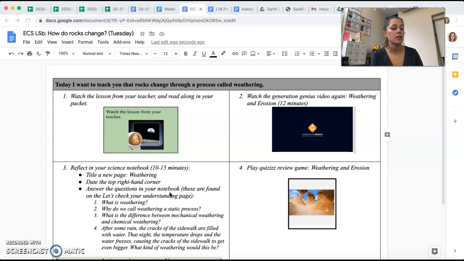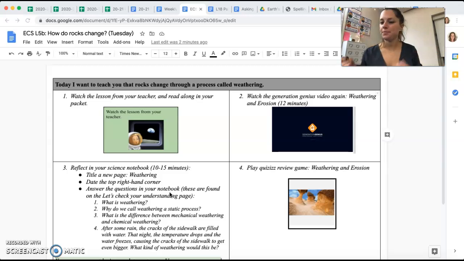Today, you're going to need your packet, How Do Rocks Change? Looks like this, right in your science folder. You need a pencil and you need your science and social studies notebook. So if you need to gather those things, then you can pause right now and I'll be right here.